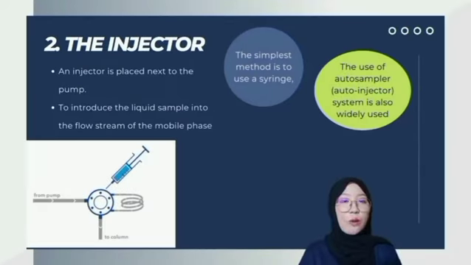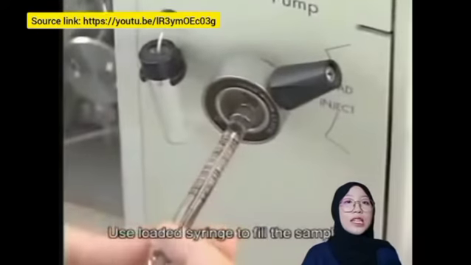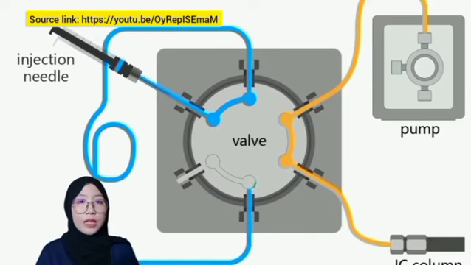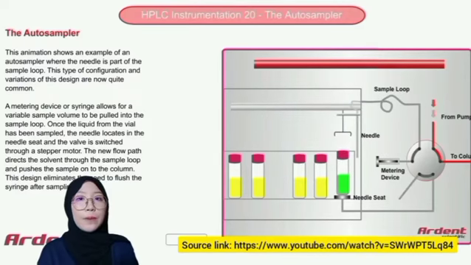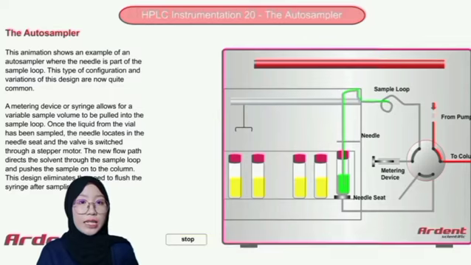The second major component of HPLC is the injector, which is placed next to the pump. The function of the injector is to introduce the liquid sample into the flow stream of the mobile phase. Typical sample volumes are 5 to 20 microliters. The injector must also be able to withstand the high pressure of the liquid system. The simplest method is to use a syringe. An autosampler is also widely used in HPLC, which is an automatic version when the user has many samples to analyze or when manual injection is not practical.